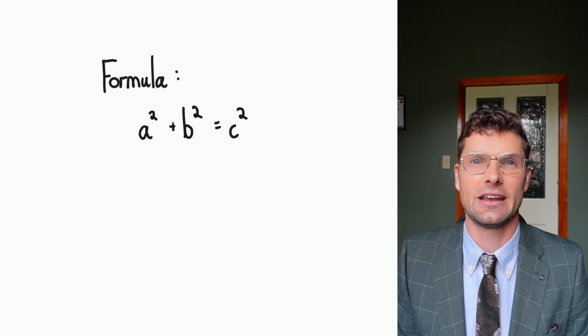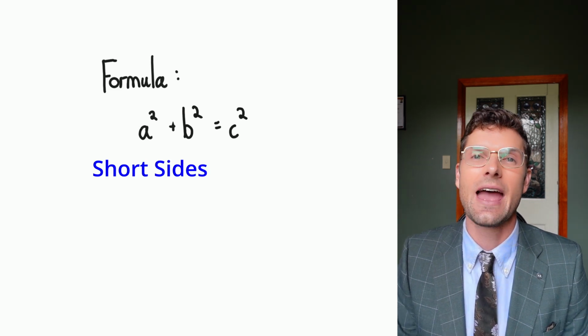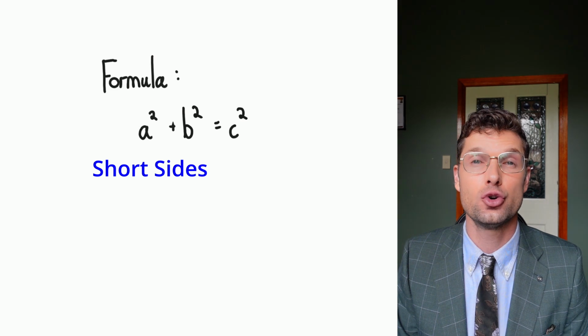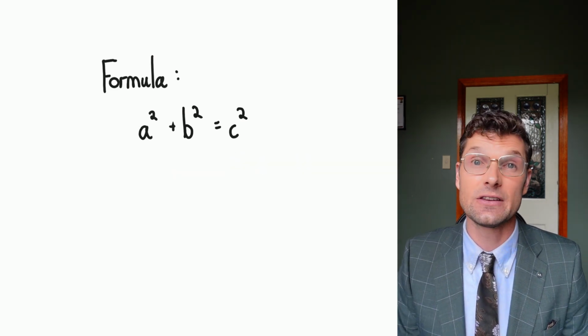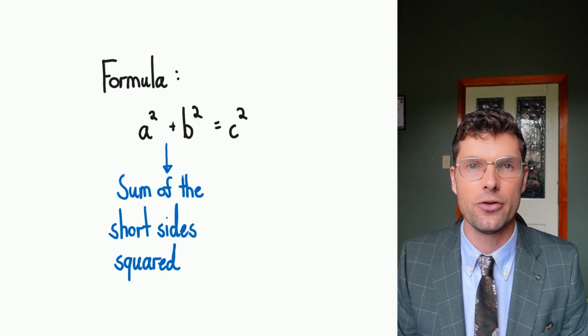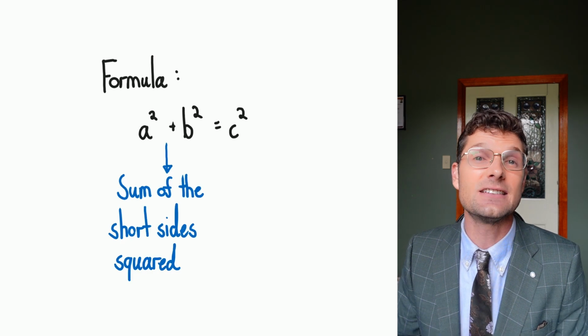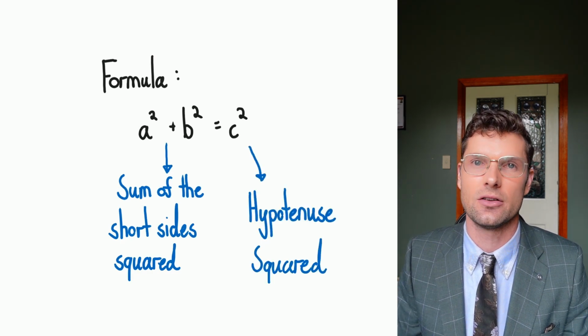So this is the formula here. A squared plus B squared is equal to C squared. And A and B are the two short sides. And C is going to be our hypotenuse. So what this formula is saying in words, if we've got our two short sides and we square both of them, plus them together, that's going to be the exact same number as our hypotenuse squared as well.